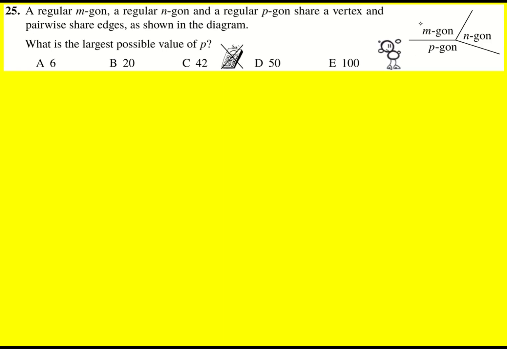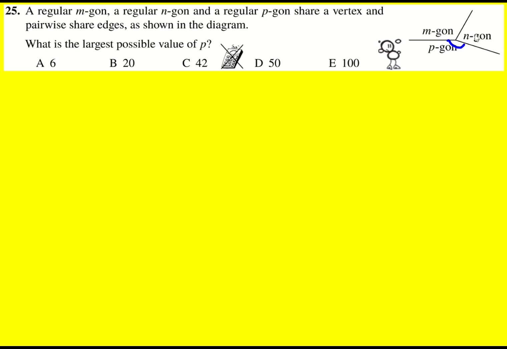Incredible question here. Let's give it a go. I'm going to talk about two different ways to do it. So we've got an m-gon, an n-gon, and a p-gon, and we are basically trying to work out the largest value that p could take. So we're trying to maximize the interior angle here, and therefore we're trying to minimize the interior angles here, or there's a little bit more to it.